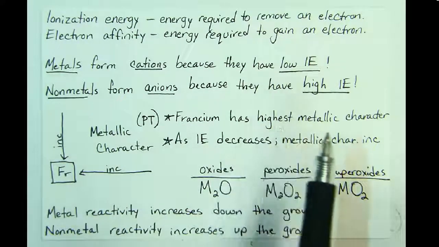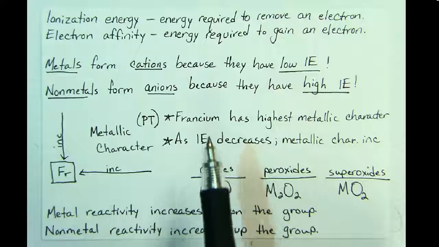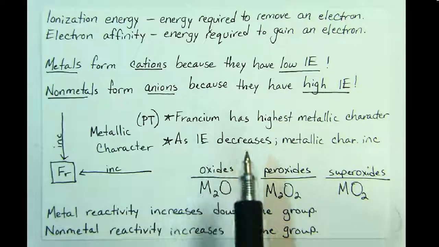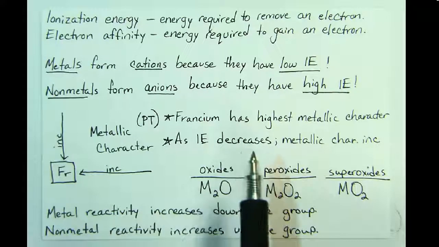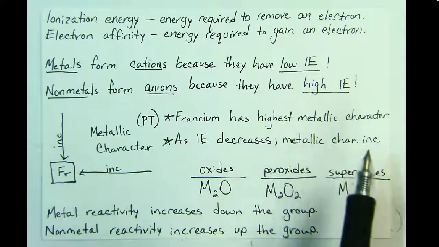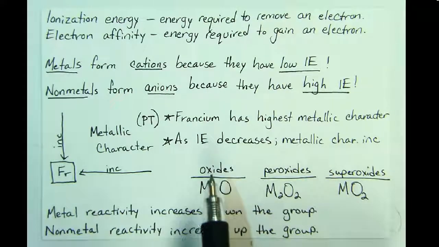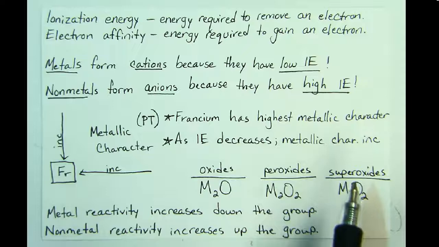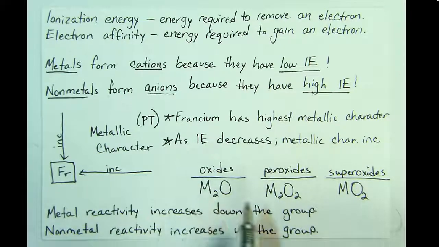Francium has the highest metallic character, and this is a relationship with ionization energy. As your ionization energy decreases, your metallic character will increase. Oxides, peroxides, and superoxides are going to have formulas that look similar to these: M2O, M2O2, and MO2. This is going to be if you have a group 1 metal. Metal reactivity increases going down a group, and nonmetal reactivity increases going up the group.